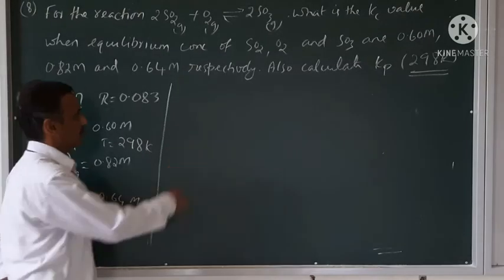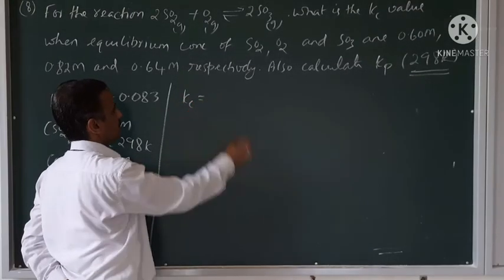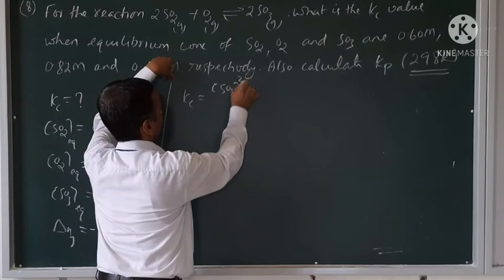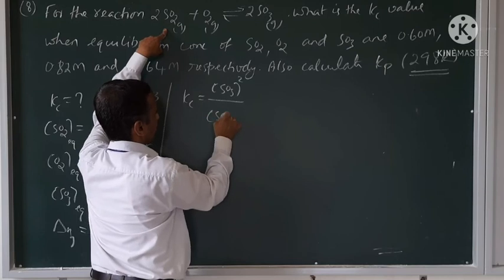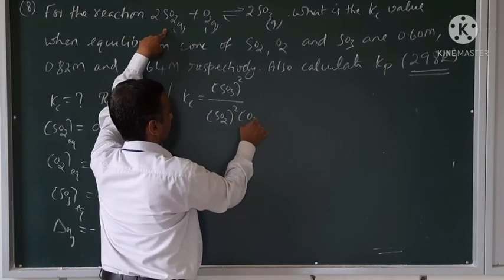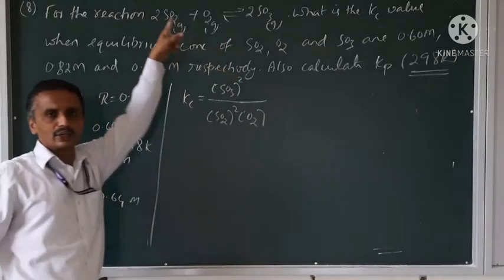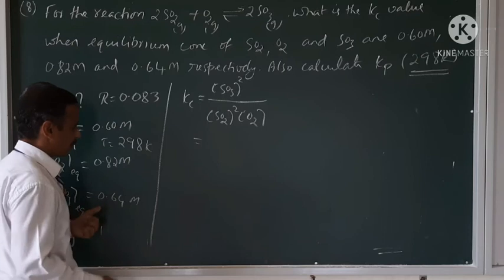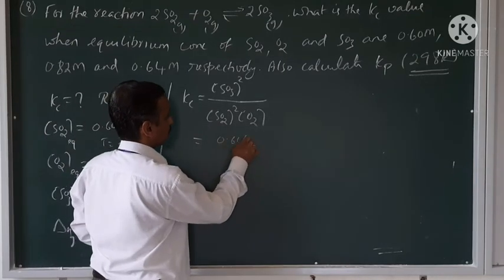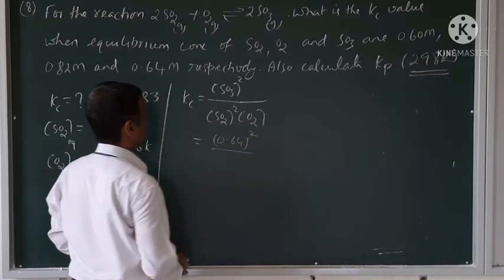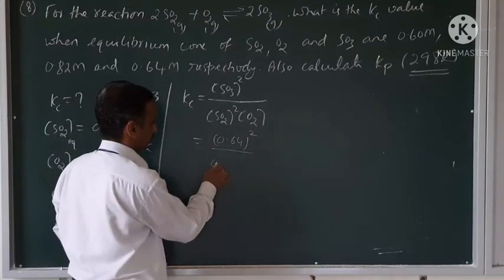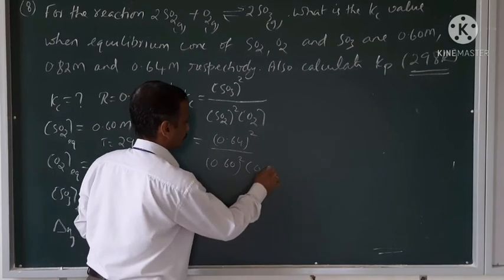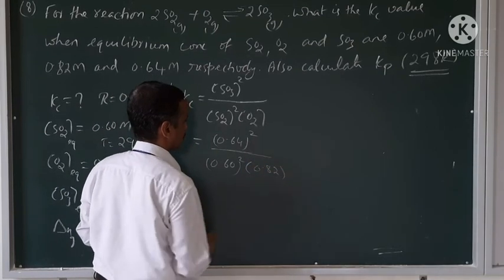So first we calculate the Kc value. Kc is equal to SO3 concentration to the power 2 divided by SO2 to the power 2 into O2. This is how the equilibrium constant is written for that equilibrium. So substitute the values. SO3 is 0.64, so 0.64 squared, divided by SO2 is 0.60, 0.60 squared, into 0.82. This is for oxygen.